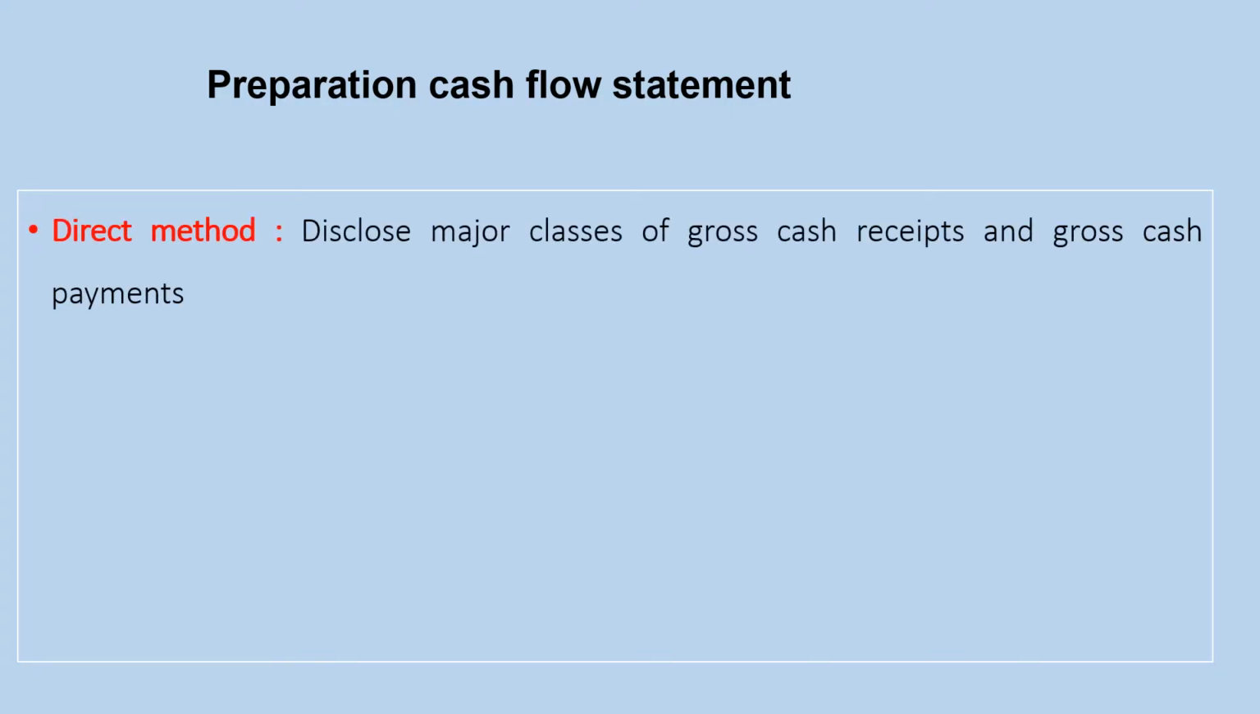There are two main ways of preparing the cash flow statement, which is mainly concerned with the operating activities. In the direct method, it discloses major classes of gross cash receipts and gross cash payments.